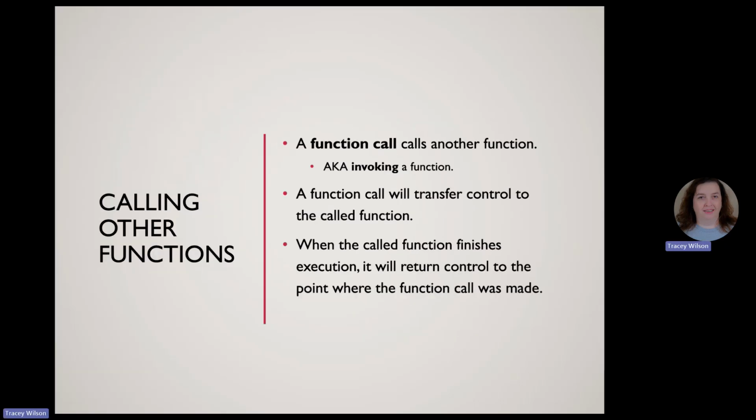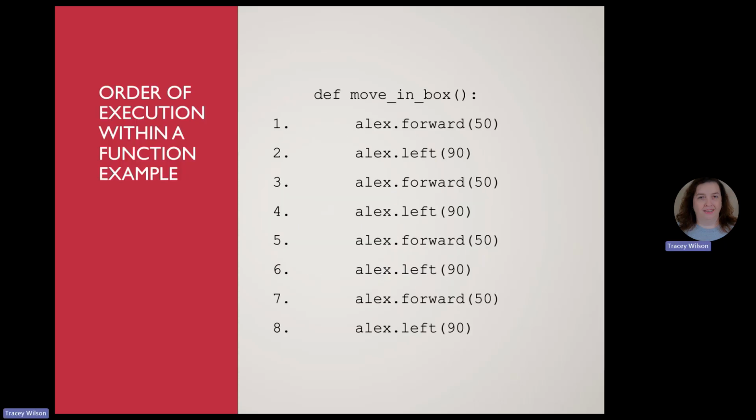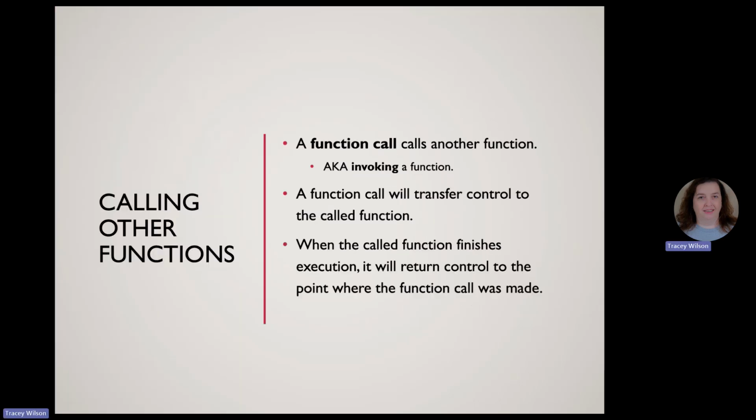So functions can call other functions. Want an example of that? This move box function is going to call the forward function, the left function. So those are function calls inside of my function. This is where it starts getting confusing, and your brain has to start thinking a little more outside of the box. No pun intended about my moving a box.